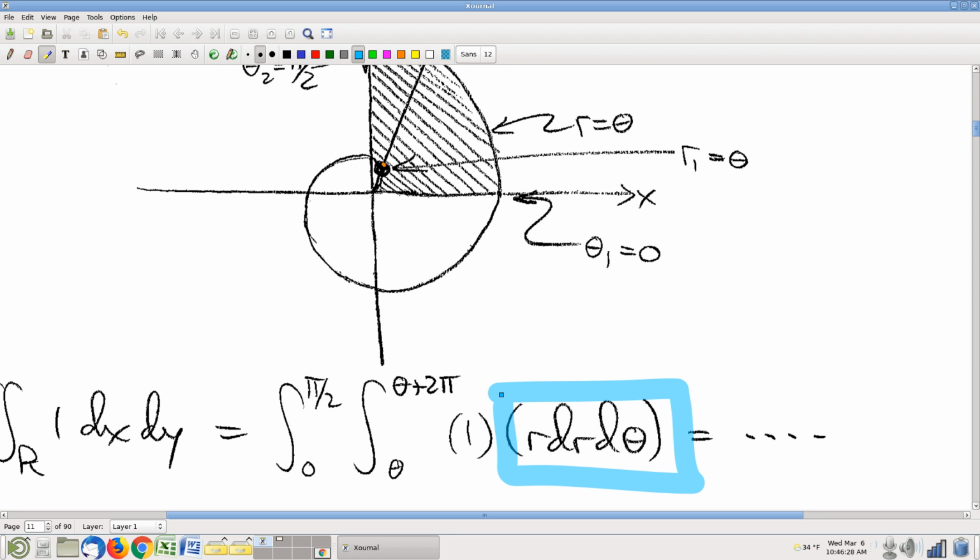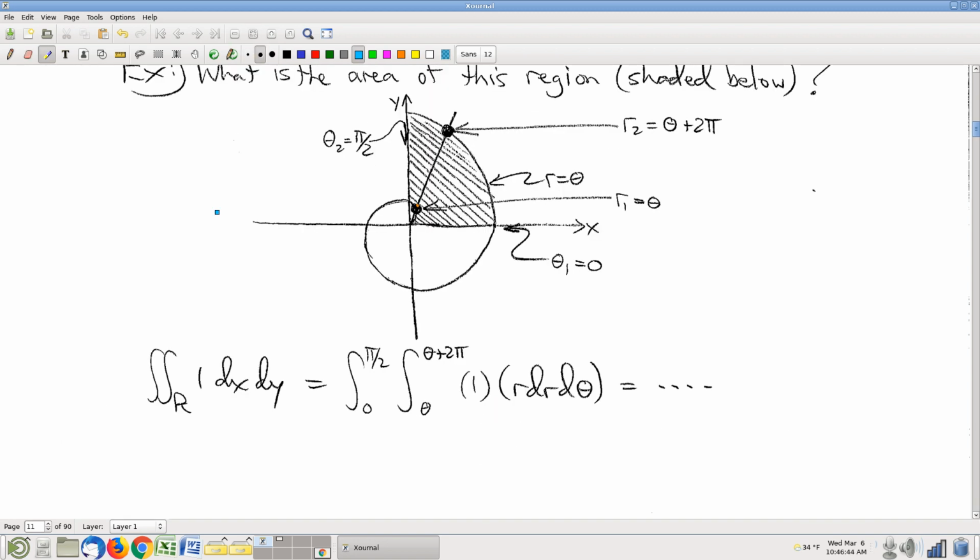And I emphasize in that picture that I've drawn right there, dr d theta is not a thing. It doesn't have any meaning in that picture, and there's no reason to write that down on its own. So please always write this down as a group. And then your integrand is r. Okay. Alrighty.